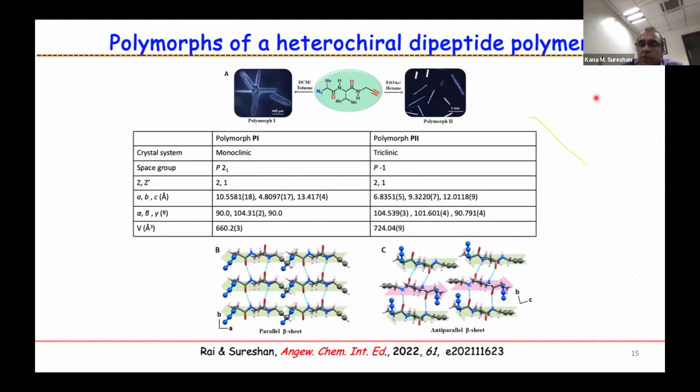Packing, in other words. So we have done with another system. This is again a peptide system having alanine and valine. This is a DL peptide. One is a D amino acid, the other one is an L amino acid. We got two different polymorphs.